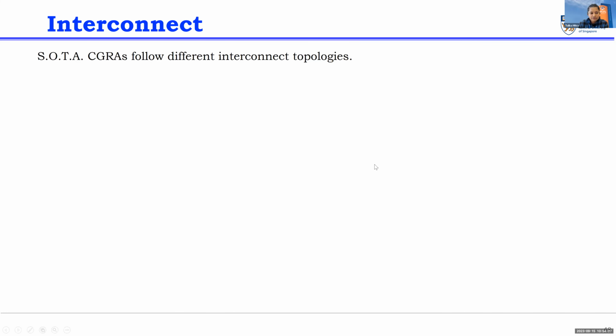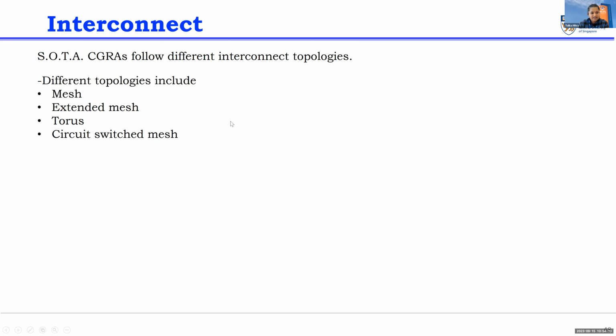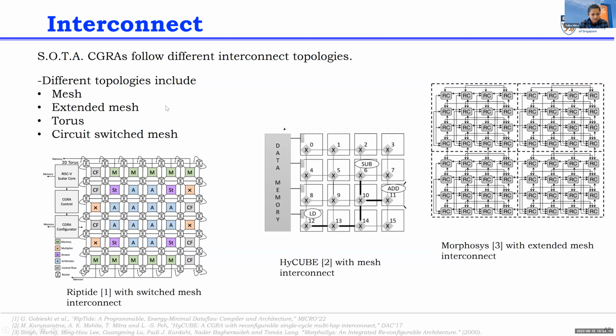If you look at the state-of-the-art CGRAs, they use different types of topologies. For example, mesh, extended mesh, torus, circuit-switched mesh. For example, in Riptide, they use a switched mesh where the router is outside the processing element and will be connected to multiple elements. A router here will connect to adjacent routers as well as to all the adjacent PEs, creating a very high routing space.